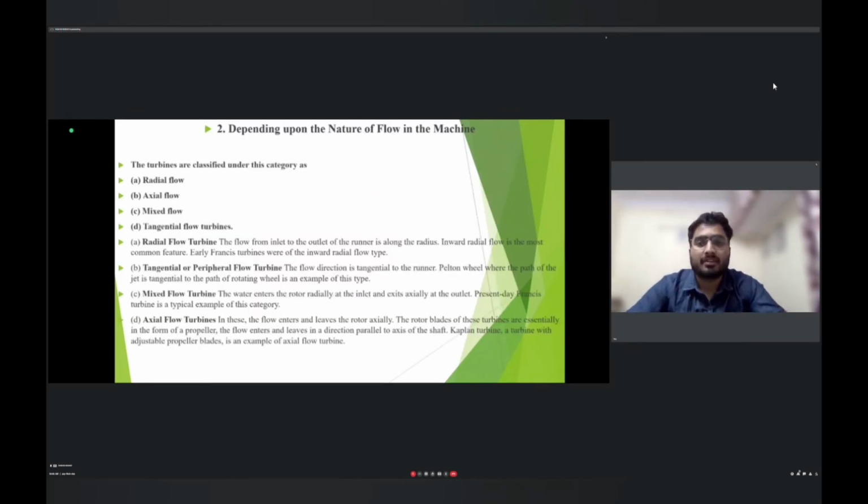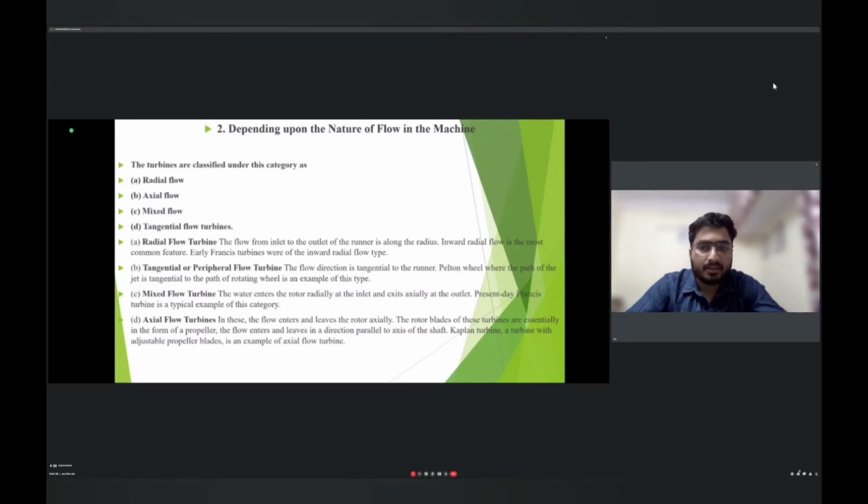Now, depending upon the nature of flow in the machine, the turbine could be classified as: the first one is radial flow, then axial flow, then mixed flow, and the last one is tangential flow turbine. In a radial flow turbine, the flow from inlet to the outlet of runner is along the radius. Inward radial flow is the most common feature. Early Francis turbines were of inward radial flow type.